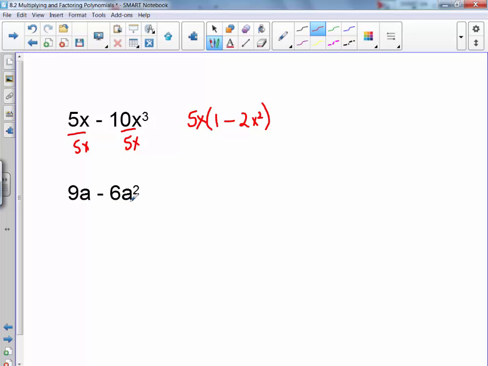9a and 6a squared, they both have 3's in common because 3 goes into 9 and 3 goes into 6. So we put a 3 on the outside. And they both have an a. Okay? One of them has a squared and one of them just has an a. So they both have at least an a. So 9a divided by 3a gives you 3, and 6a squared divided by 3a, 6 divided by 3 is 2, a squared divided by a is a. How'd you do?